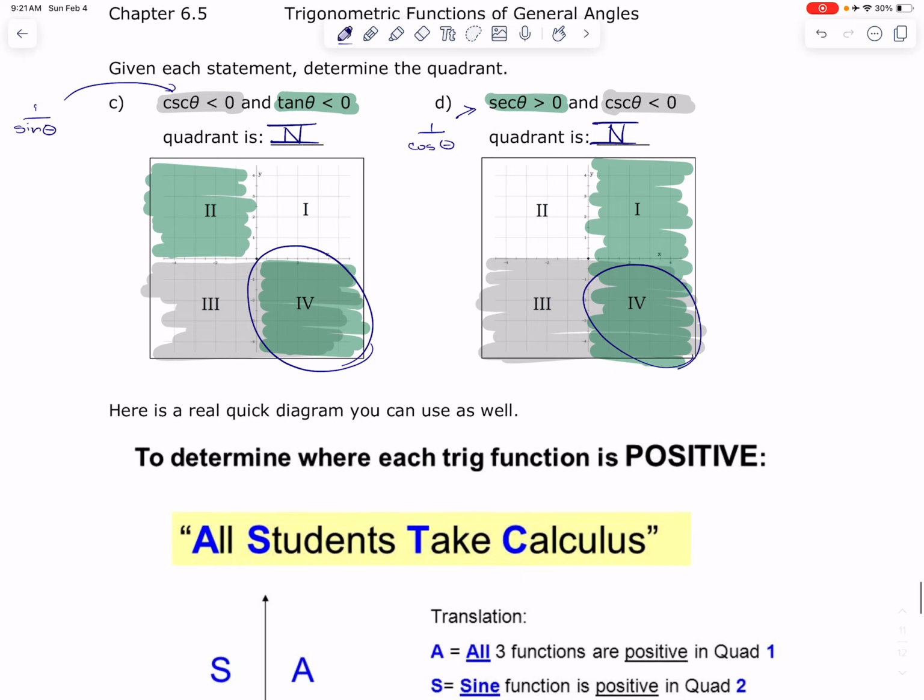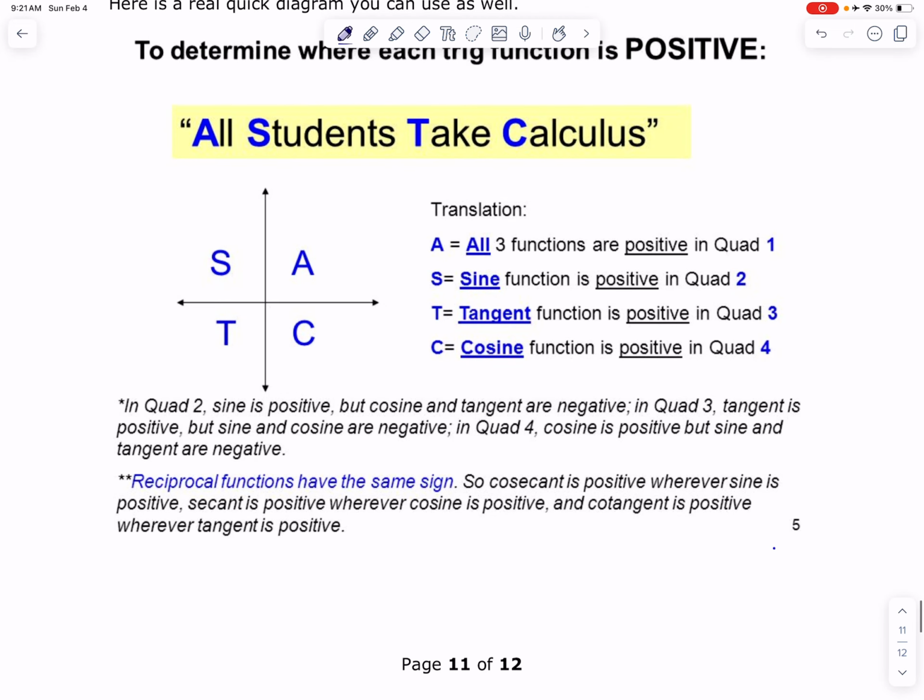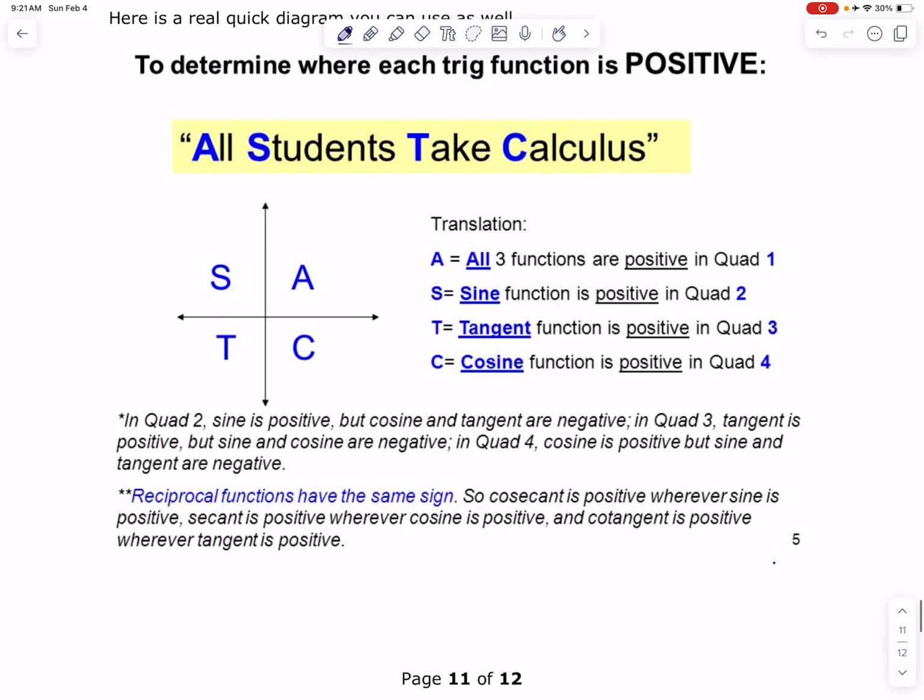If you like mnemonics and this helps at all, starting in the upper right corner, we can think of this as all students take calculus. The A stands for all. Sine, cosine, and tangent are all positive in quadrant 1. Moving counterclockwise, we get to the S. Sine is the only of our 3 basic trig functions that is positive in quadrant 2.